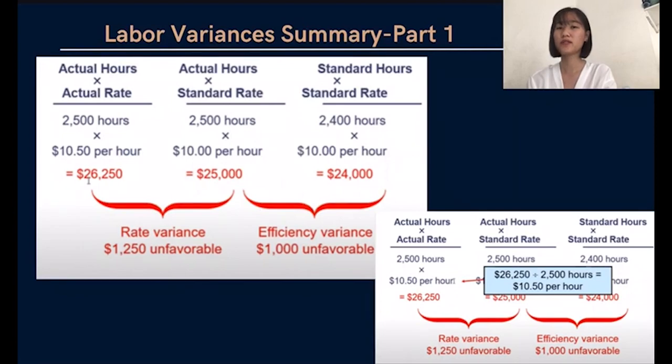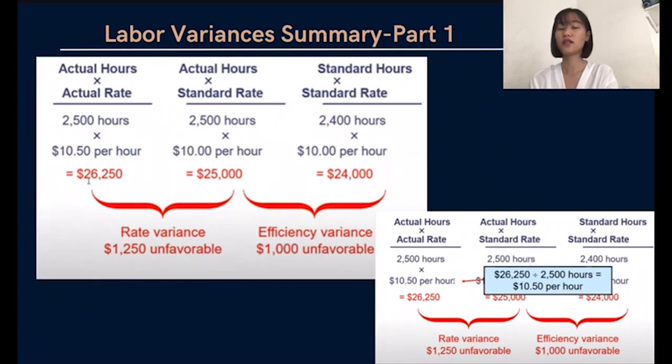So you can probably see in your head, we worked more hours than we were allotted and our actual rate was higher than our standard. So we are going to have some unfavorable variances here. Again, the labor rate variance is the difference between the actual total cost for the labor and the total amount that we should have paid for those hours. In this case, it's $1,250 unfavorable. The labor rate variance is unfavorable because the actual wage rate is 50 cents per hour higher than the standard wage.